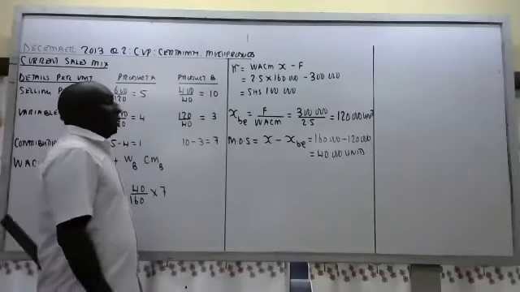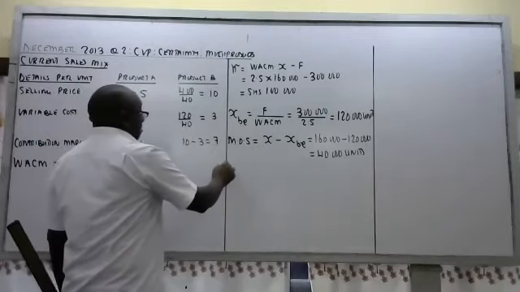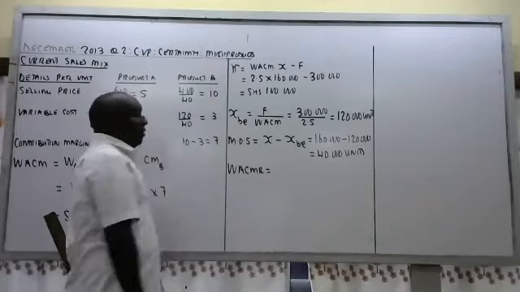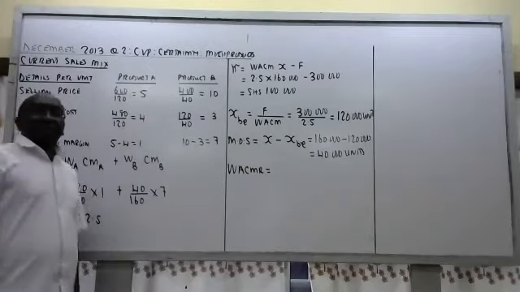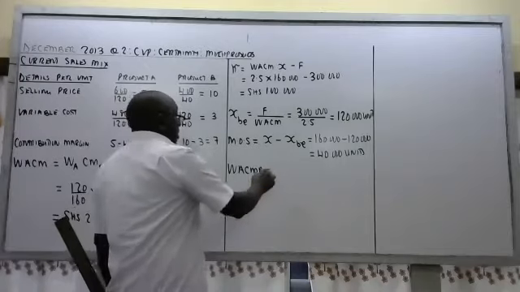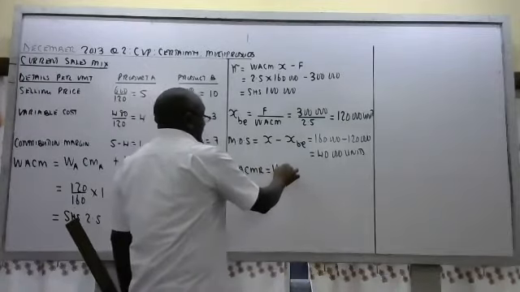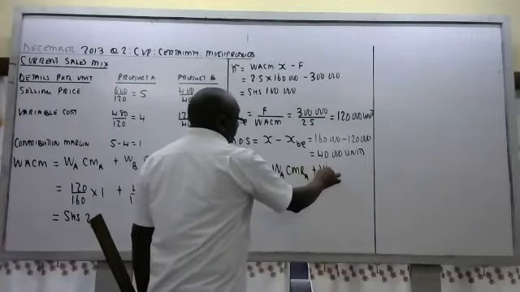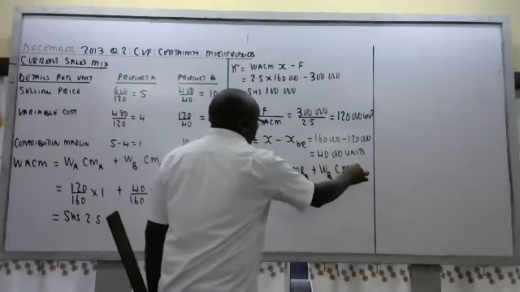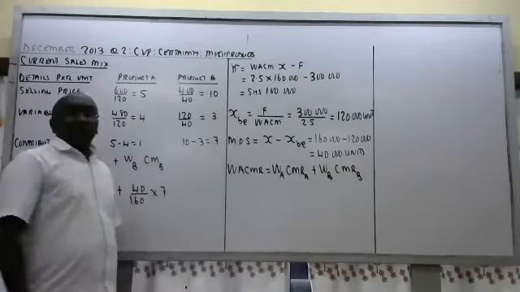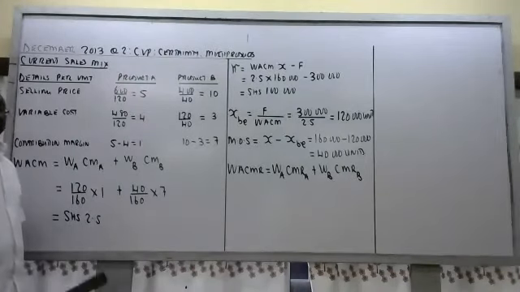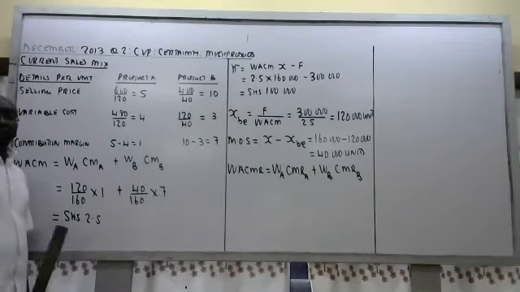Something else that I want you to remember is WACMR. If we are told to compute weighted average contribution margin ratio, it is given as weight A, contribution margin ratio of A, plus weight of B, contribution margin ratio of B.